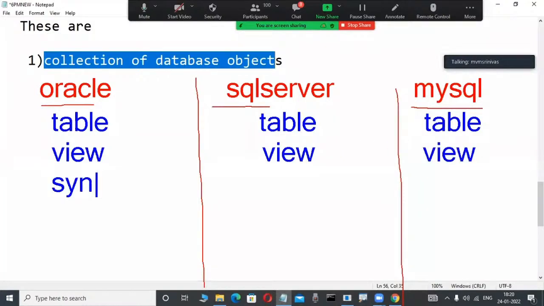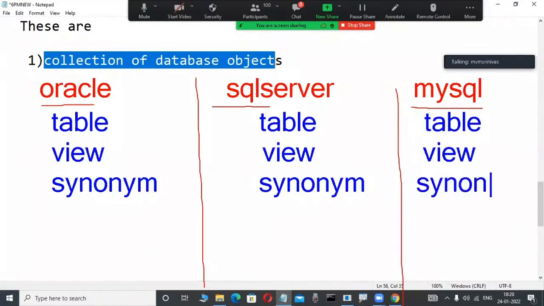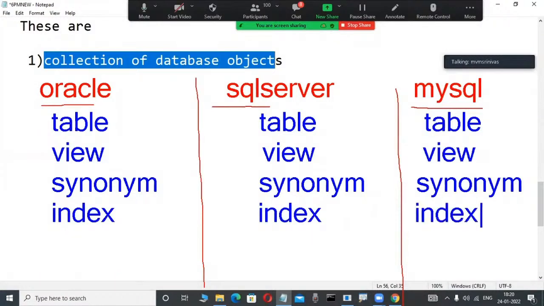Synonym is a database object. What is a synonym? What is a view? We are learning, don't worry. In our course, synonym is available, and here also synonym is available. Index is there here, and here also. These are called objects. Okay, some terminology, big concepts only.